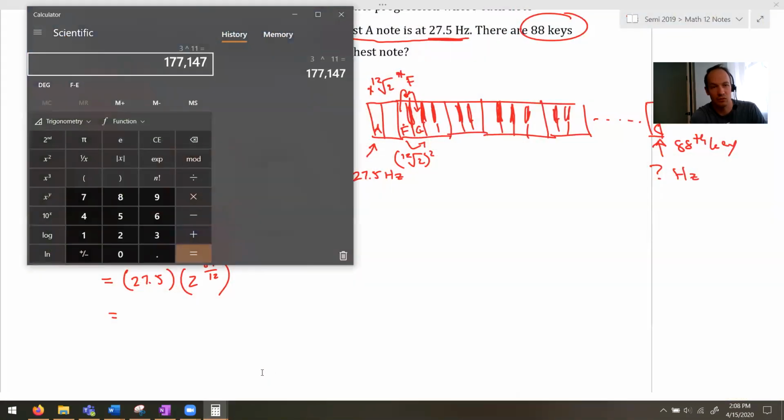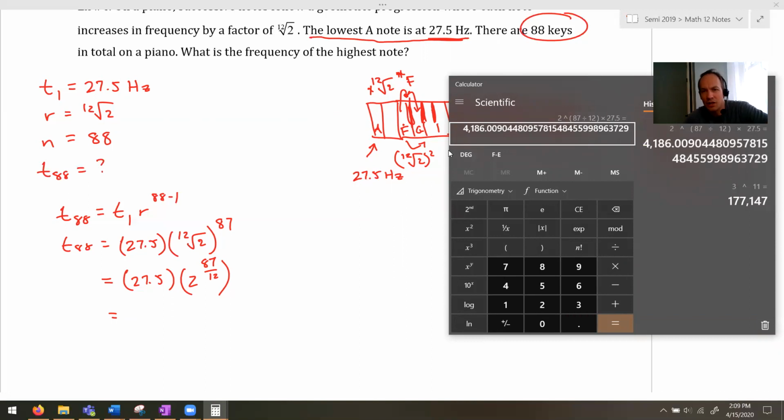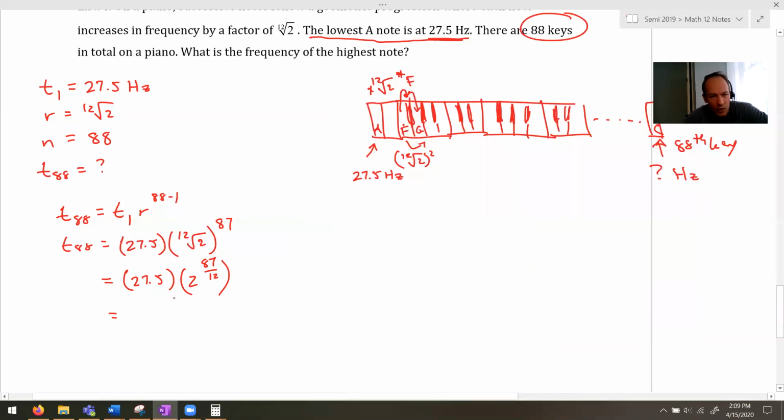Okay, so let's grab this guy here. Let's move over. So the way I'm going to type this in, again, I'm going to go 2 to the power of, I'm going to use brackets, 87 divided by 12, and what this should give me is 7.25, and then times 27.5. So if I do this all right, apparently I should be hitting a note of about 4,186 hertz. Oh boy, okay, so 4,186 hertz approximately. Okay, so I think that seems reasonable.